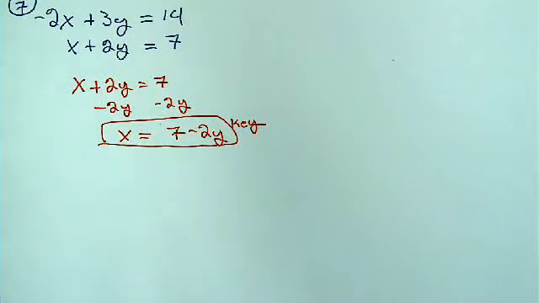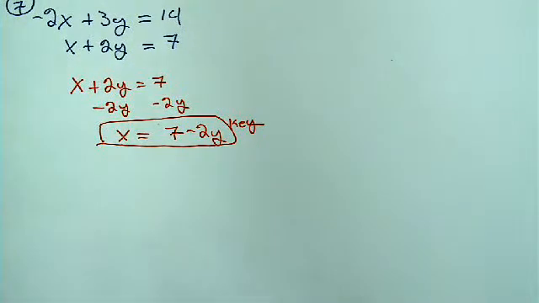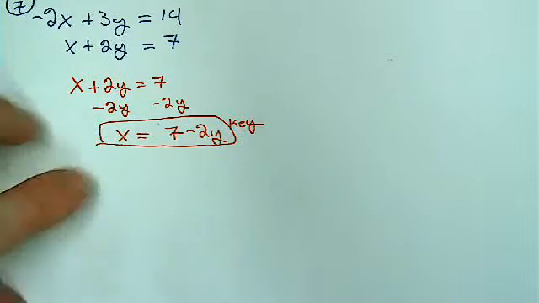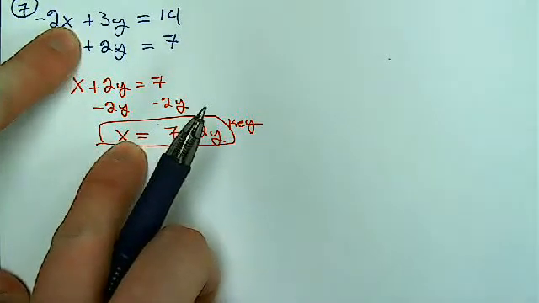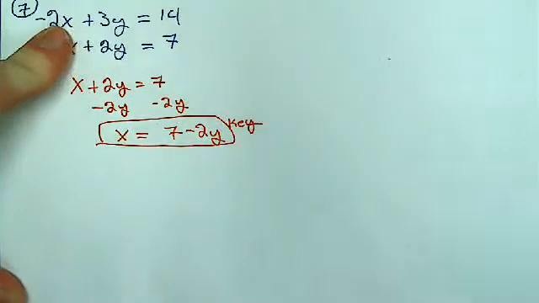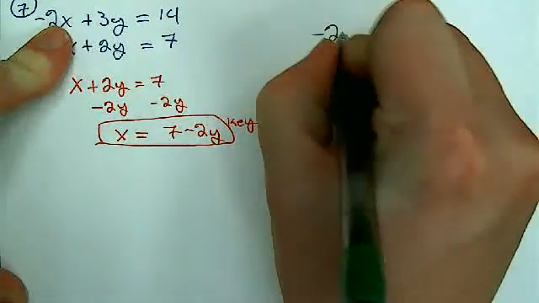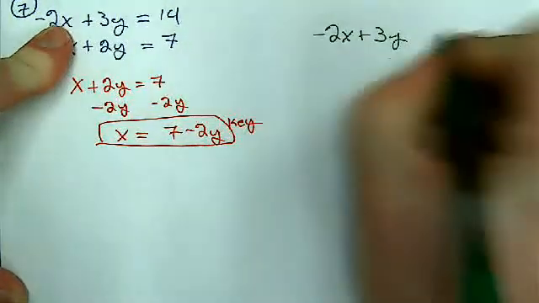Yeah, plug it in and then jiggle a little bit. Well, here's a nice thing. As long as you put it in the right lock, the x goes in for the x, it'll fit. Let's use green. Negative 2x plus 3y equals 14.